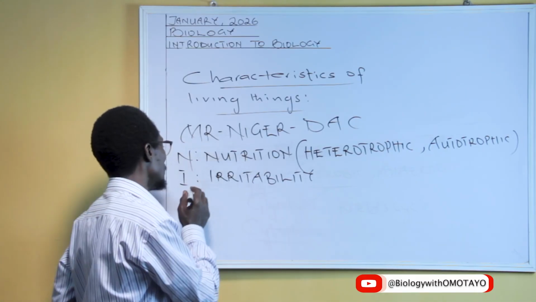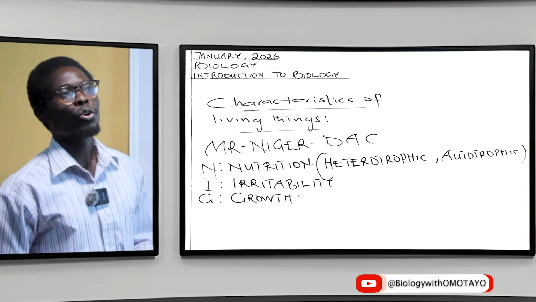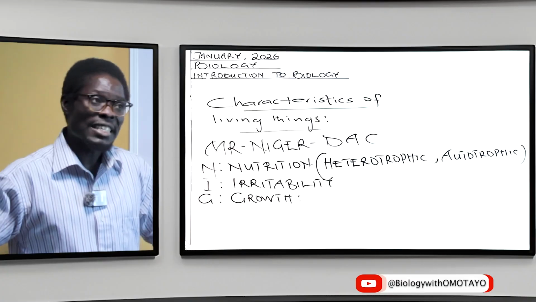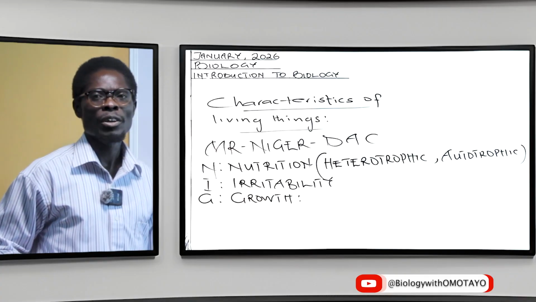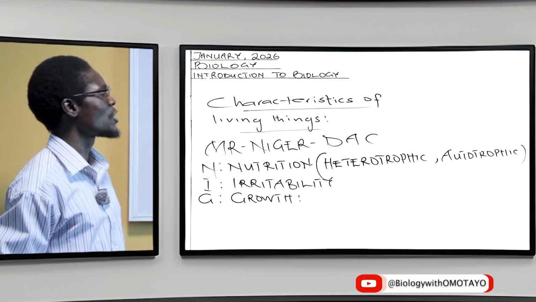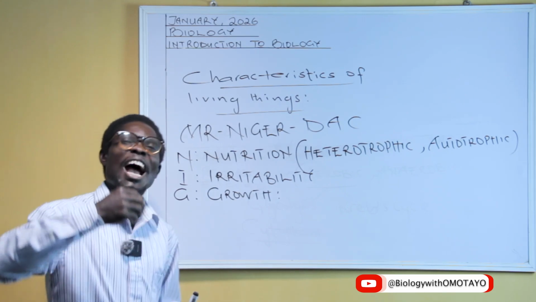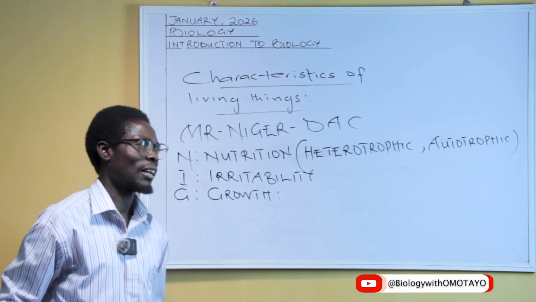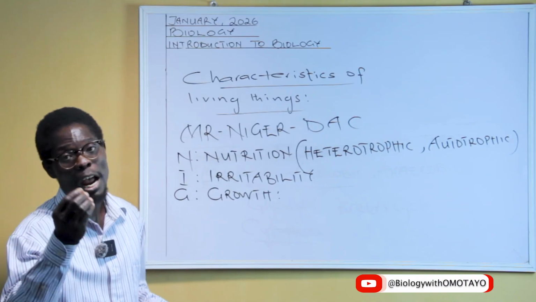We move on to G. Growth. Growth is a permanent, irreversible increase in the size or dry mass or weight of an organism. There is an increase that is irreversible with regards to an organism. For plants, growth usually is apical and it is continuous. And then for animals, growth is always terminal.